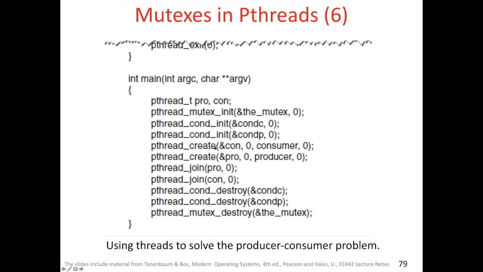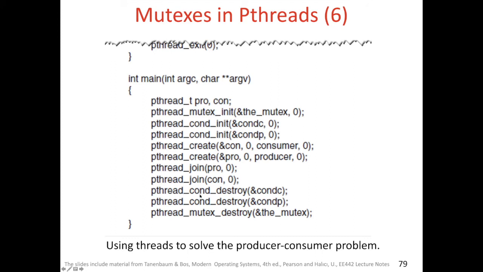Here pthread_create is called with parameter con given here, with parameter 0, and consumer is to be executed when the thread is started, and this is the value of the argument. And then the thread producer is created in the same way. pthread_join pro 0 and pthread_join con 0 are called. Here there is a call to pthread_join. It waits until pro terminates, and another pthread_join with parameter con waits until con terminates.